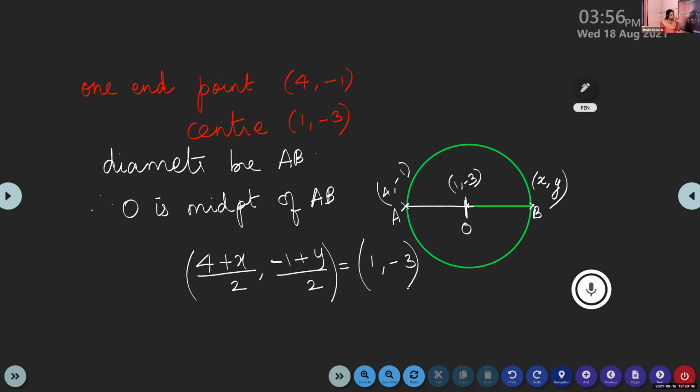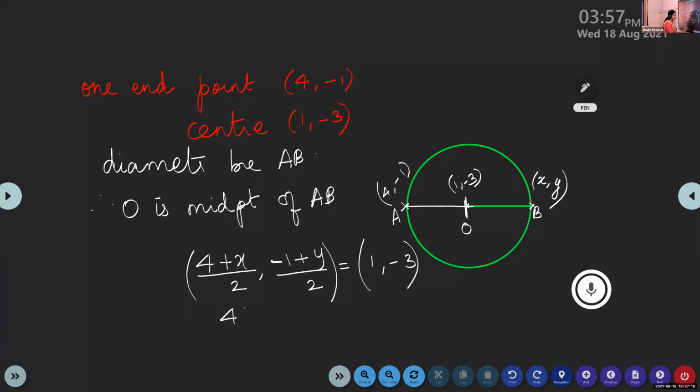We know the diameter is the longest chord, and the midpoint, that is the center, is the midpoint of that chord. It divides it into 2 equal parts. O divides AB into 2 equal parts, so O will be the midpoint of AB. What is the midpoint formula? (x1 plus x2) by 2, (y1 plus y2) by 2.